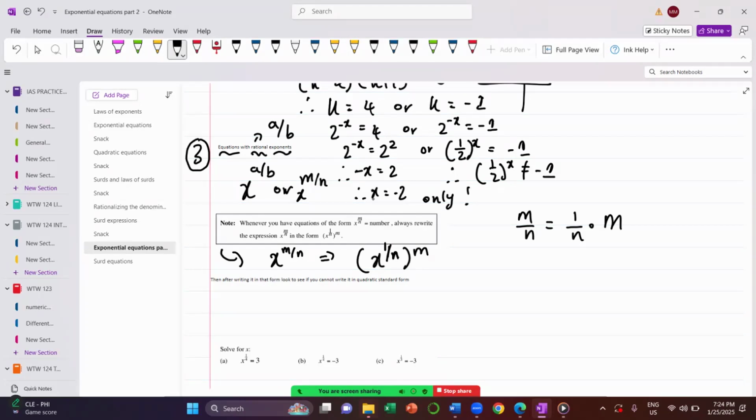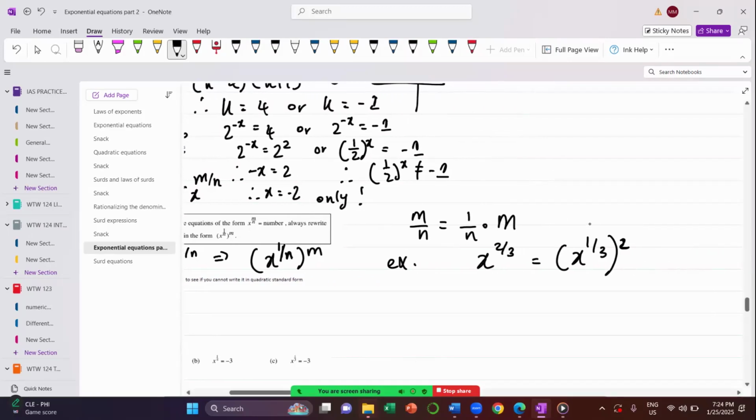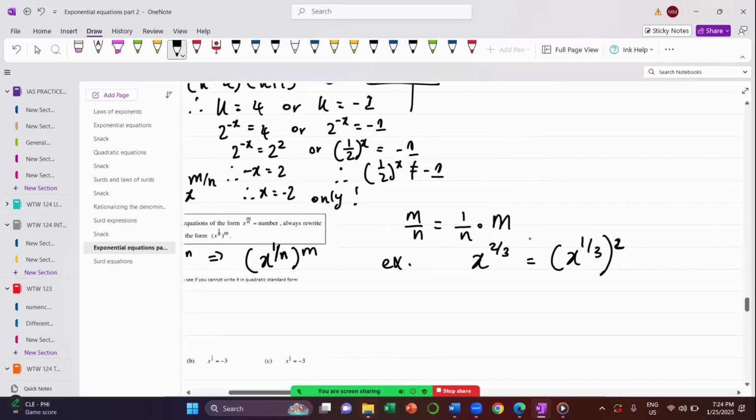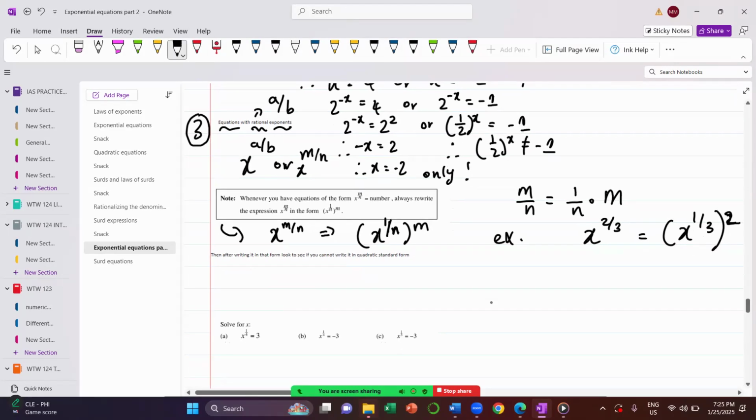So yes, sir. Let's make an example of this. In case I have x to the exponent of 2 over 3, that means I'm going to have x to the exponent of 1 over 3, all to the exponent of 2. You guys see that? Yes, sir. Okay. So now let's continue.